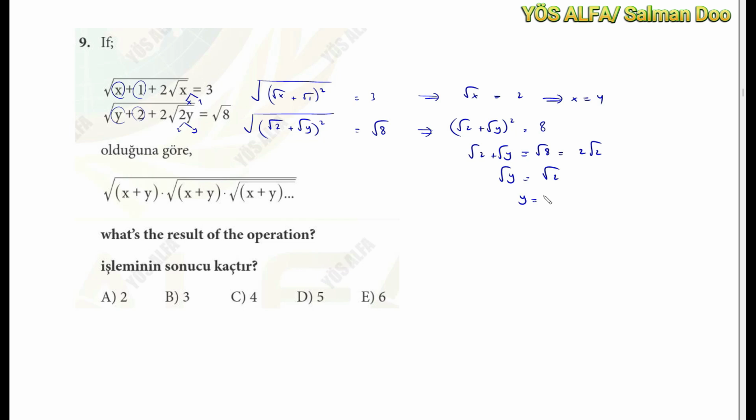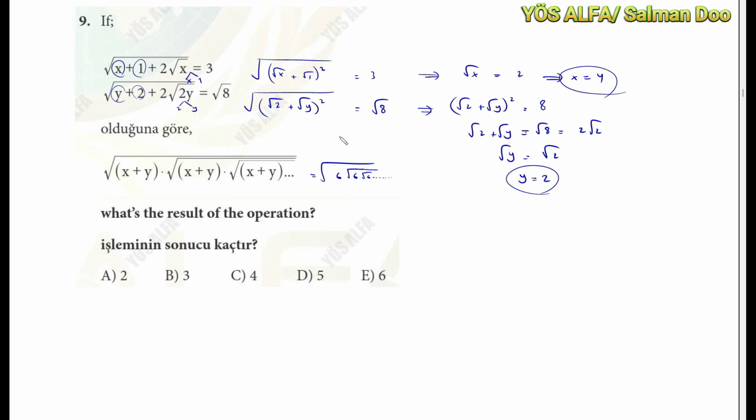So from here, we have y is equal to 2. So we have x and y. So we can write this expression as square root of 6 and square root of 6 and square root of 6, the recurring roots. And to solve this, let this expression be k. Let's square both sides of the equation. So we have this is equal to k squared, and this thing over here is nothing but the expression here, which is again k. So I can substitute k instead of this one.